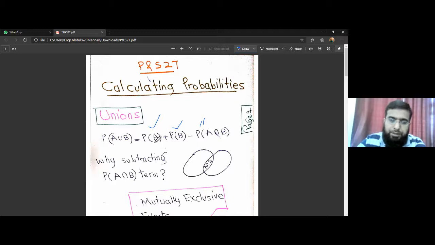So this is actually the background of removing this term, because adding counts the commons in A and B twice, and we want this to be counted for only once. Therefore, we subtract this probability once so that the commons are counted only once. So that's the reason for subtracting this term. This is very important.